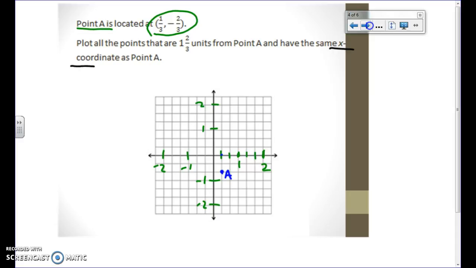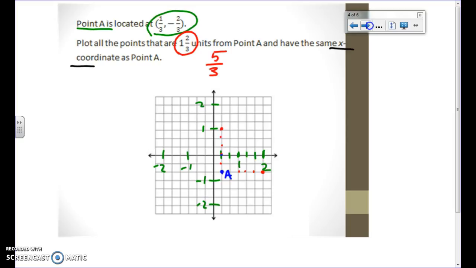Well, I could probably do 1 2/3, but I think that this is going to be much easier to do if I change it to an improper fraction. 3 times 1 plus 2, 5/3. So really I'm just moving 5 spaces up and down, left and right of point A. So 1, 2, 3, 4, 5. There's a point there.